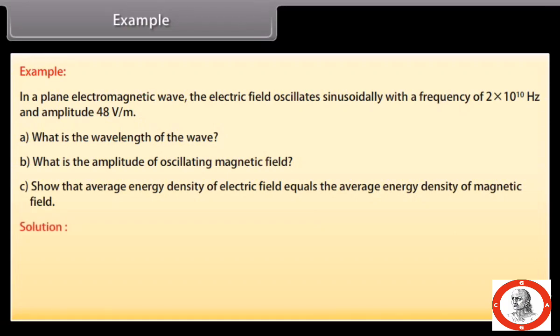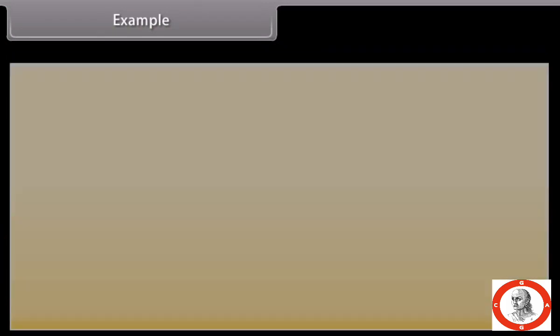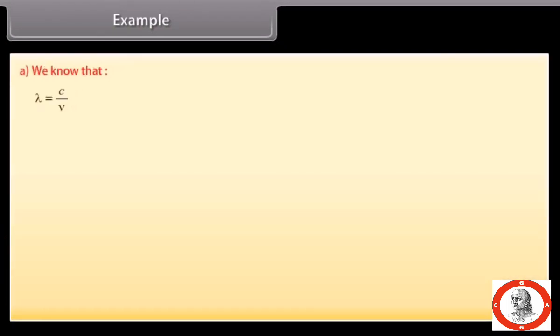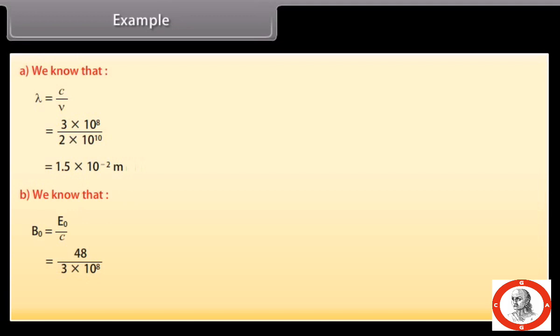Let's see the solution. Given values are nu, which is equal to 2 × 10^10 Hz, E naught equals 48 volt per meter. We know that lambda is equal to c upon nu. By putting and calculating the values, we get the wavelength of the wave, which is equal to 1.5 × 10^-2 meter. We know that B naught is equal to E naught upon c. By putting and calculating the values, we get the amplitude of the magnetic field, which is equal to 1.6 × 10^-7 Tesla.